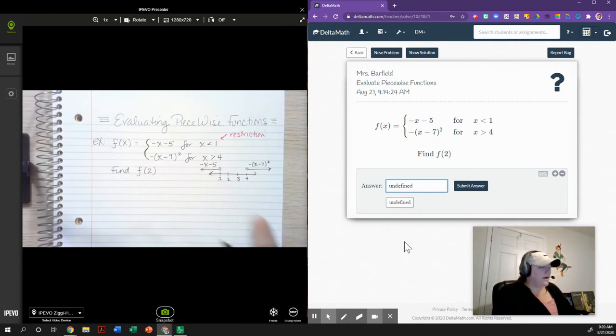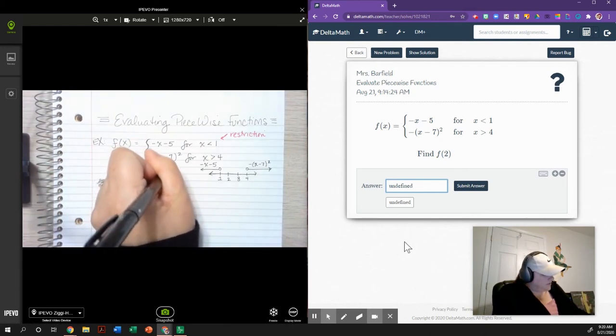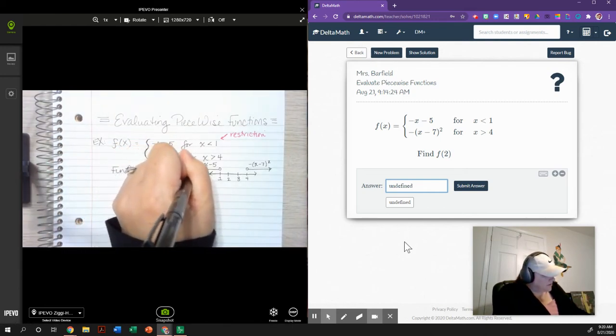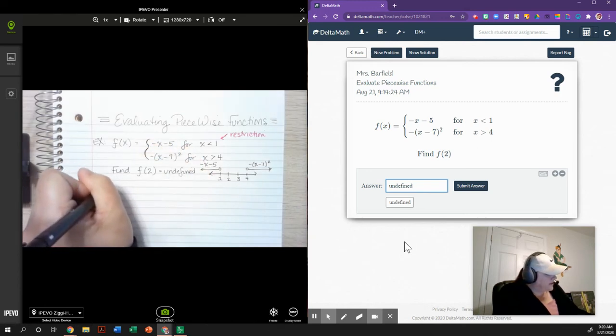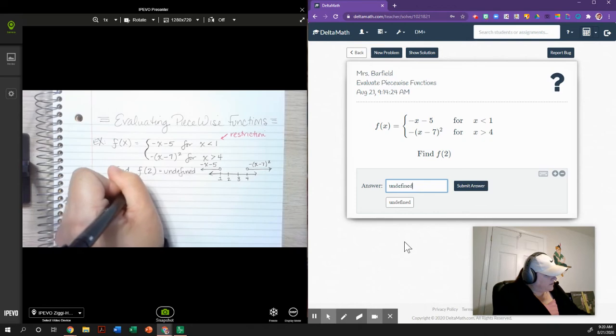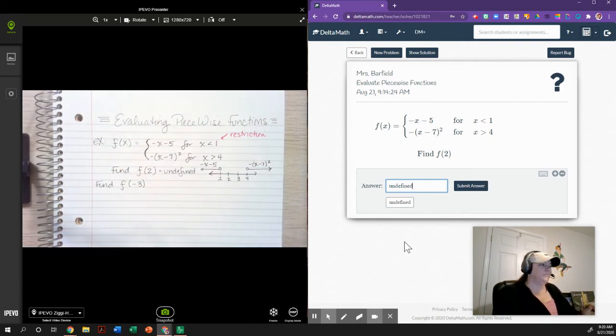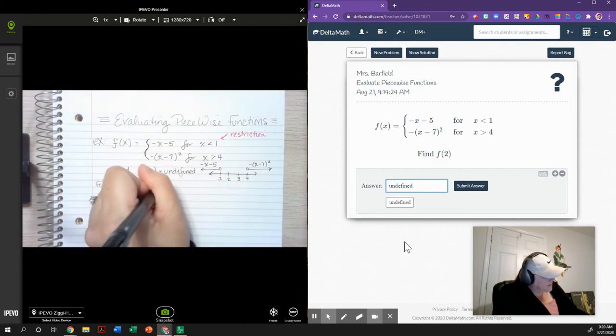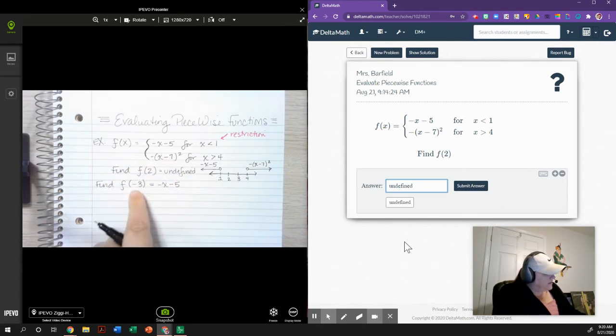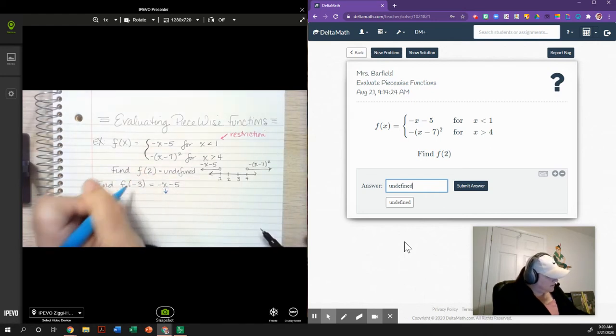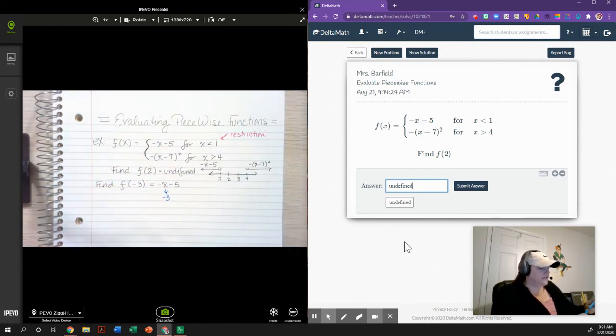But let's look at what happens if I were to give you some actual numbers. What would I do? So if I were to say find f of negative 3, you have to think about where negative 3 is on your number line. Negative 3 would be over here, so then I would use negative x minus 5. So I would take negative x minus 5, and I would replace that x with a negative 3.